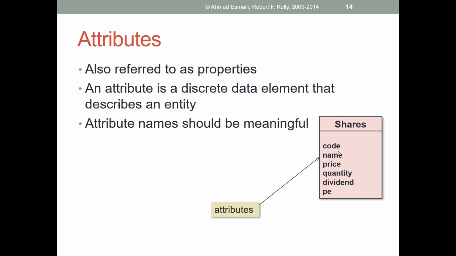Otherwise, if you create a table like shares and keep the first attribute as x, second as y, third as z, nobody will know what you have in x, y, and z. So that's the message. Attributes should have meaningful names.